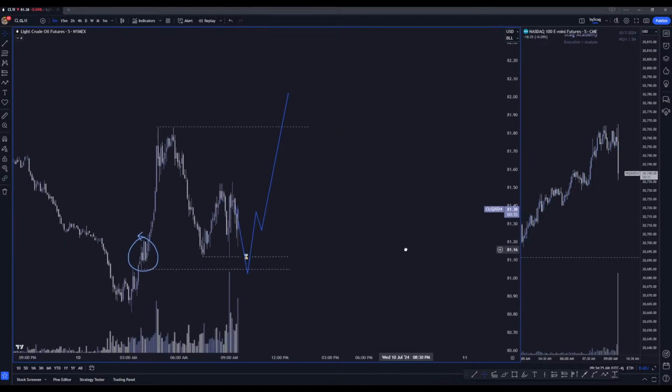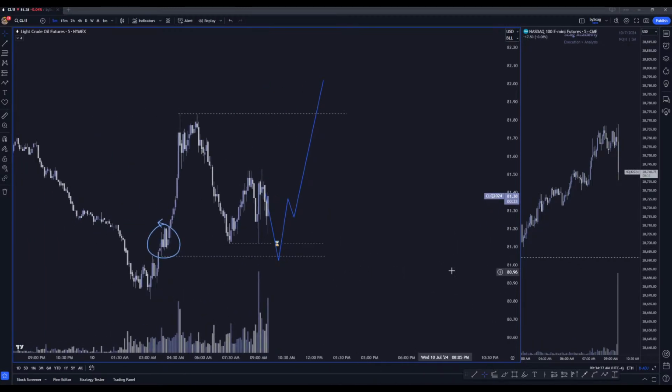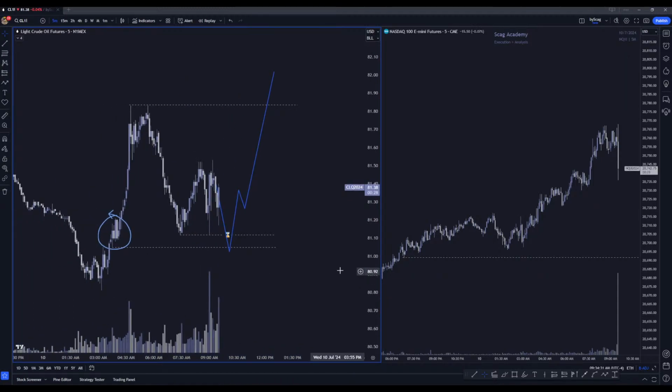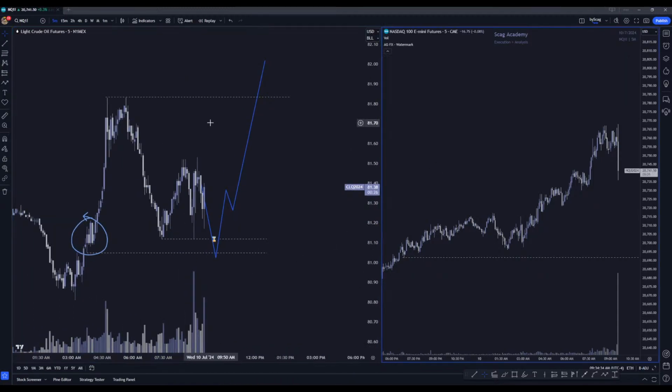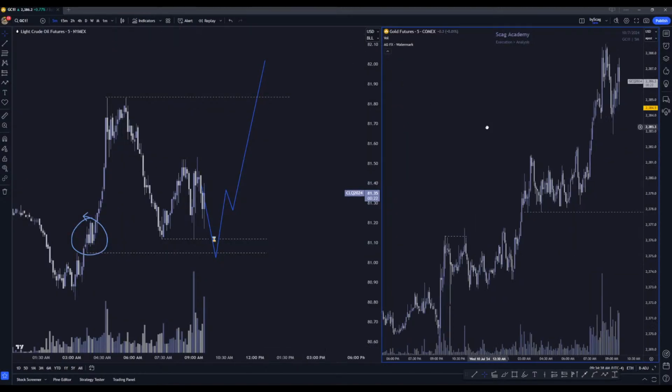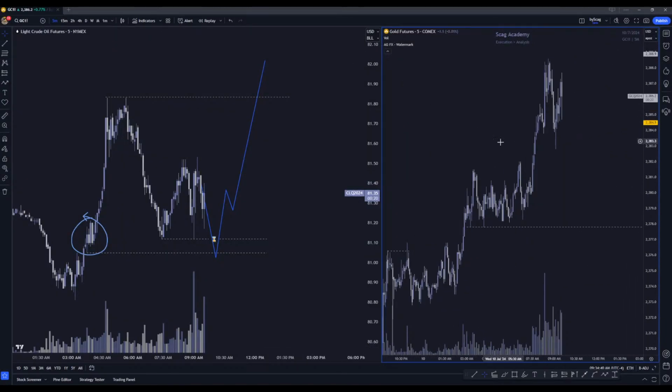Alright, oil rebounding again without taking the lows, which is definitely annoying. NASDAQ still falling before Powell speaking. Let's go take a quick look at gold. Gold's still holding that 15-minute OB, man.